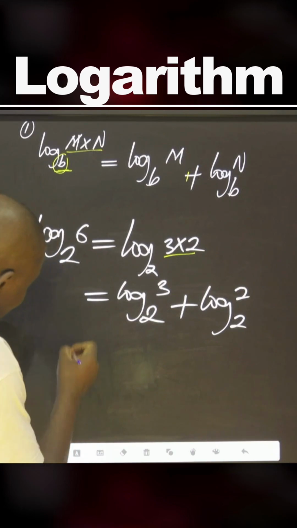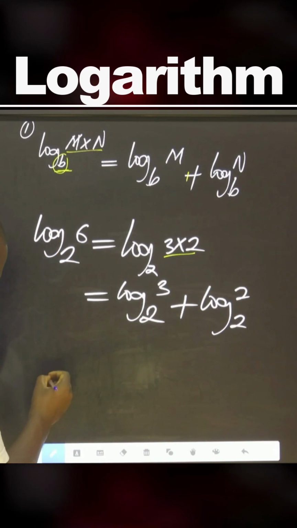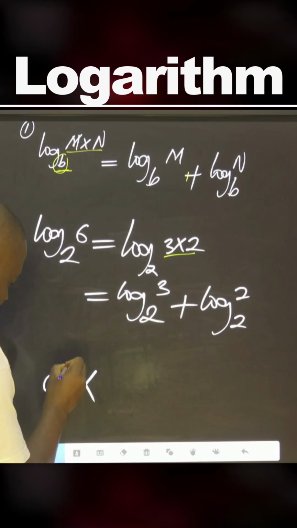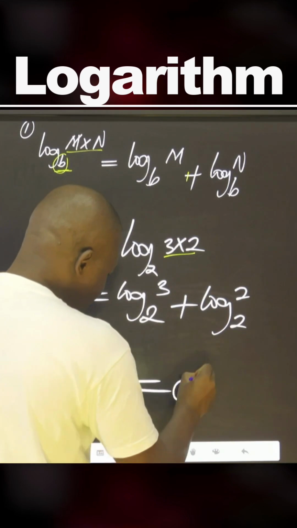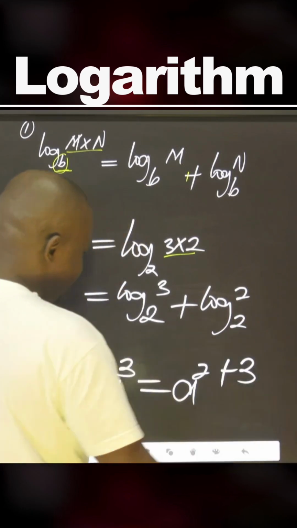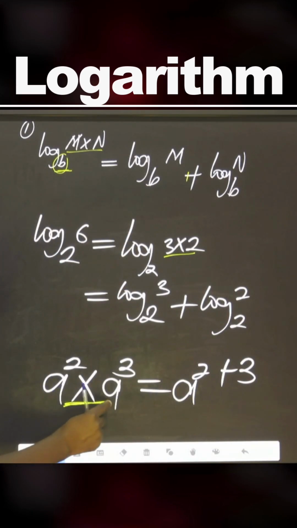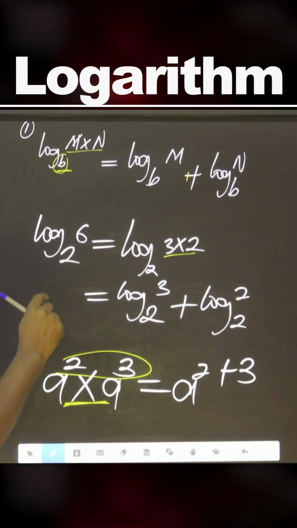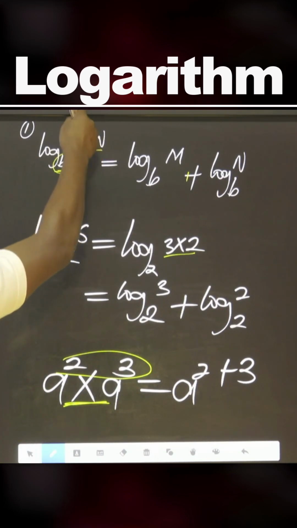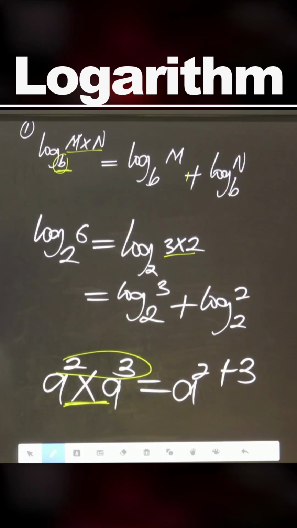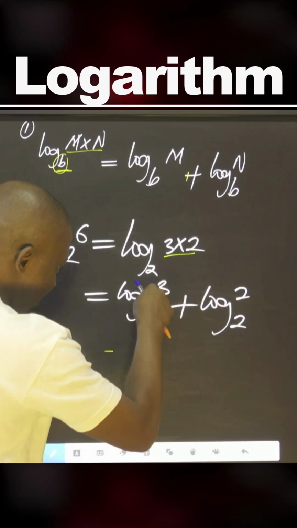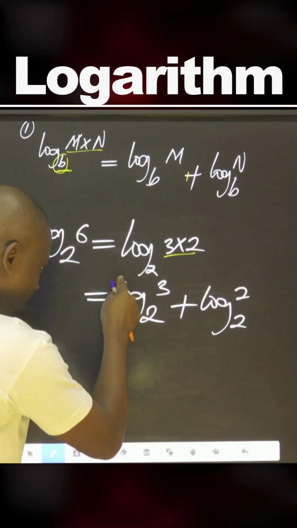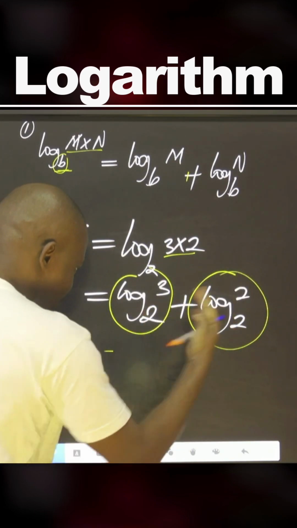Remember, when we are doing indices, we said if you have something like this, say 2 is here, 3 is here, you do 2 plus 3. So when there is multiplication, you add these ones. The same thing goes. Multiplication, you add this. But this time, you are not adding the index, you are adding them in separation like this.